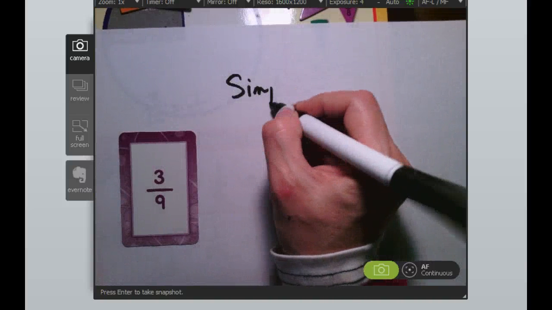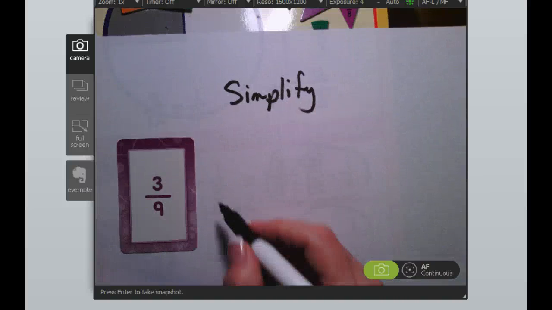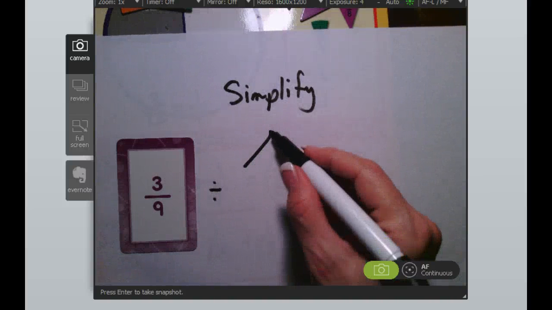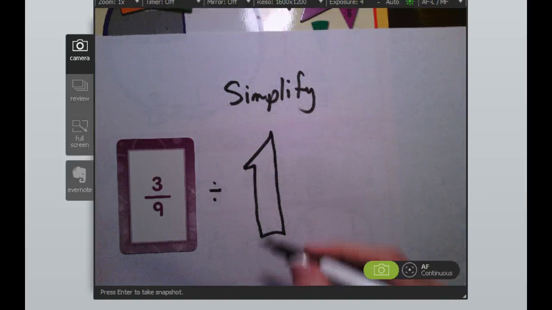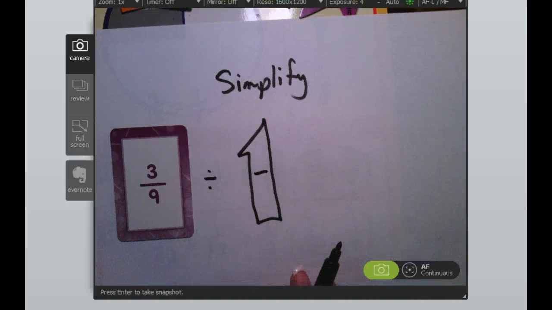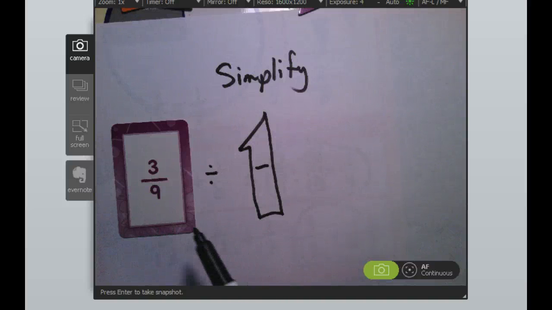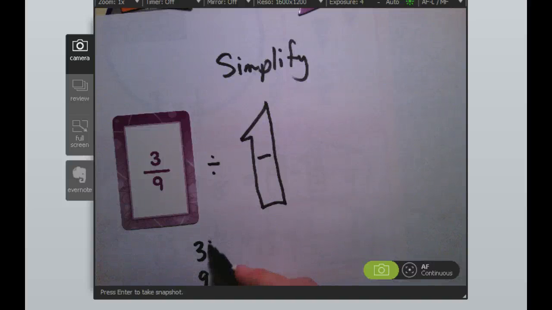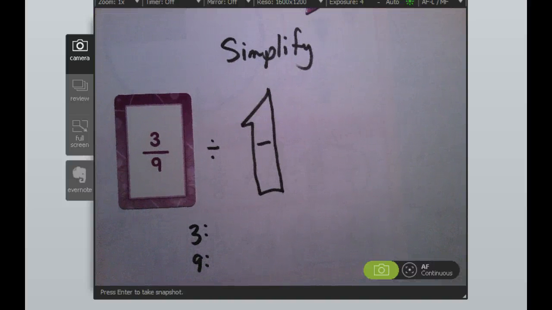We have 3/9, and if we want to simplify this fraction, we need to divide by a fraction that is equal to 1. But we need to think about common factors. What do 3 and 9 have as common factors? Now factors, we learned about that in your regular class. Factors are the multiplication facts. What times what equals this number?